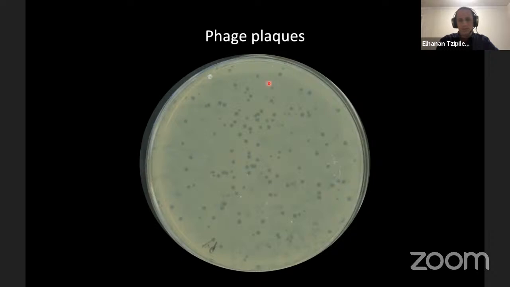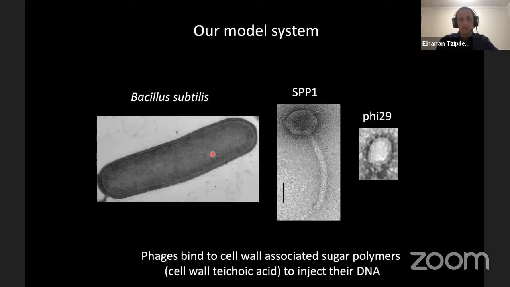So to address plaque formation dynamics, I utilized as the model system the gram-positive soil bacterium Bacillus subtilis. And I utilized a strictly lytic phage from the Siphoviridae family called SPP1. It harbors a long non-contractile tail, and also sometimes another phage called Phi29 from the Podoviridae family with a short tail. And both phages bind the cell wall associated sugar polymers called cell wall teichoic acids as a receptor in order to inject their DNA into the cell.